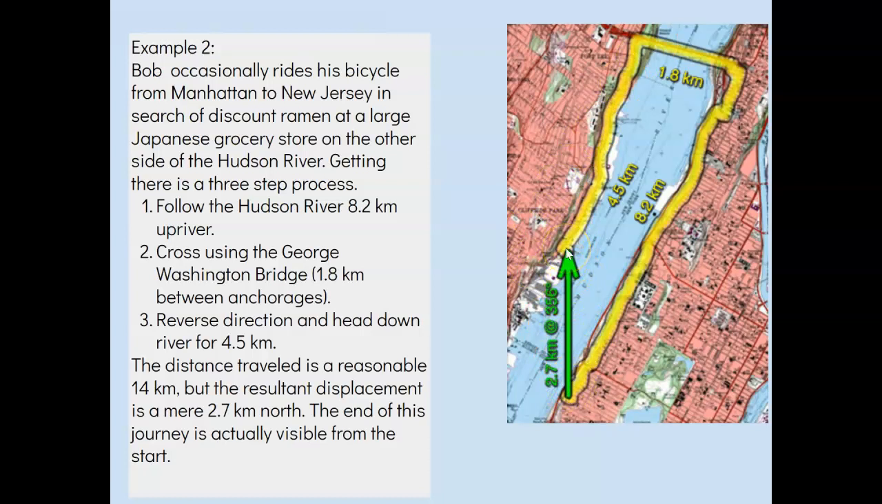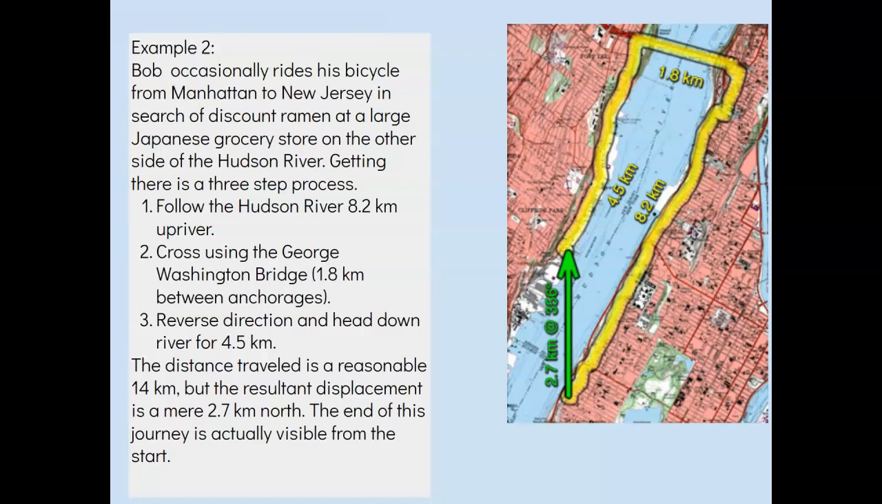Across the Hudson River, because it's impossible. So he has to follow the pavement and the route that's already carved out for him. However, the displacement, meaning where he is from where he originally started, is only 2.7 kilometers because we measure the shortest distance from where you started. Okay, so it is a difference between your distance and your displacement.